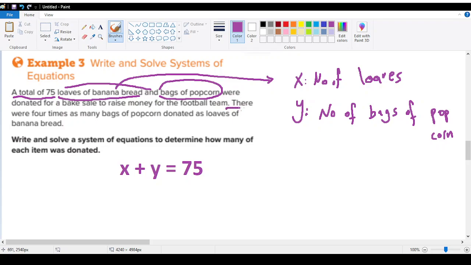Look, can you read it from here? There were 4 times as many bags of popcorn donated as loaves of banana bread. Okay, so which is greater, popcorn or loaves? Loaves. Are you sure?